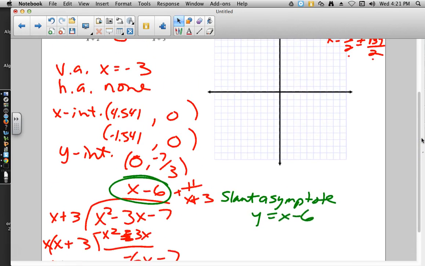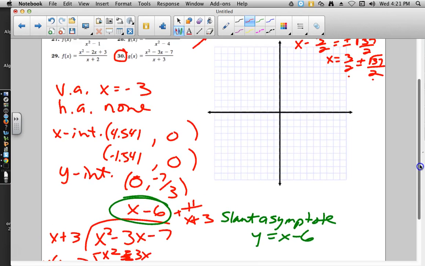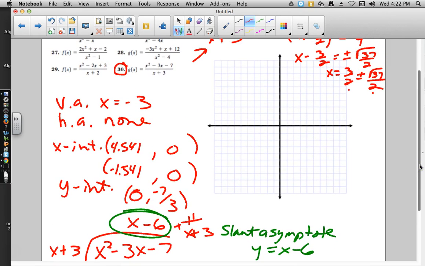So let's get all the information on here that we have up to this point, and that would be a vertical asymptote at x equals negative 3. And we didn't get a horizontal asymptote, but we do have a slant asymptote of y equals x minus 6. So remember, the b value is negative 6. And our slope is 1 over 1, so 1, 2, 3, 4, 5, 6, up 1 over 1.